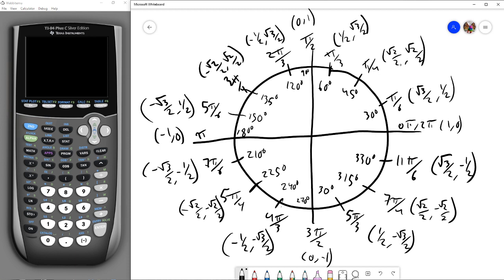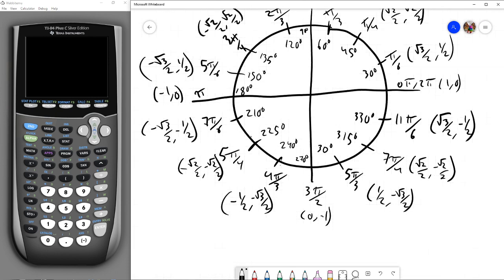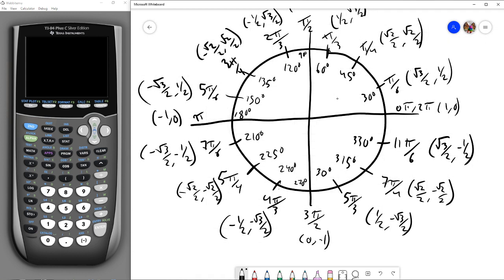Quadrant 1, x and y are positive, so these are positive. Quadrant 2, x is negative, y is positive, so that means cosine's negative, sine is positive. Quadrant 3, x is negative, y is negative, so sine and cosine are both negative. Quadrant 4, cosine is positive, sine is negative because x is positive and y is negative. So that's where the sign patterns are coming from.